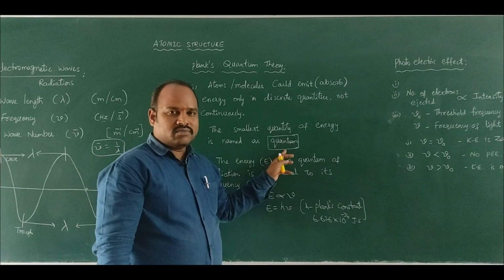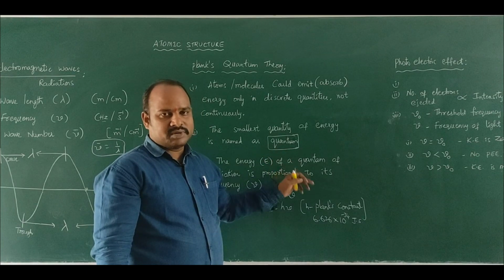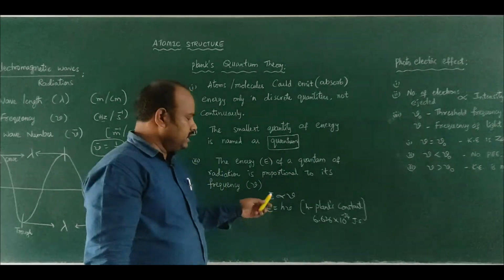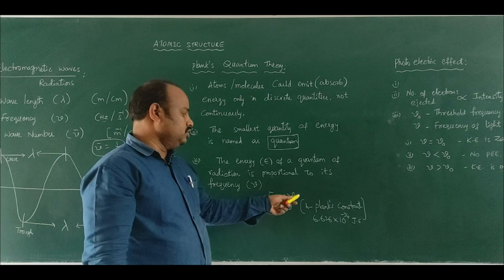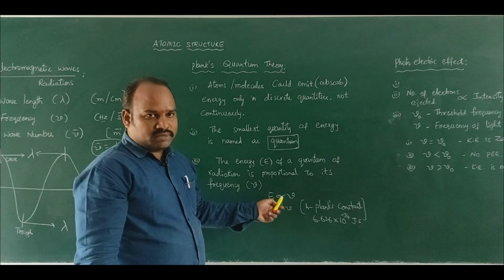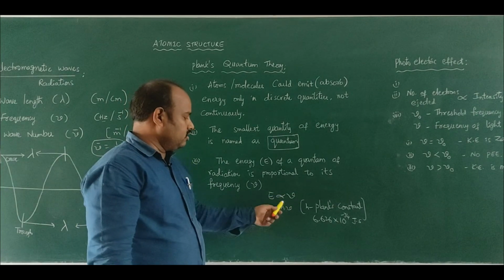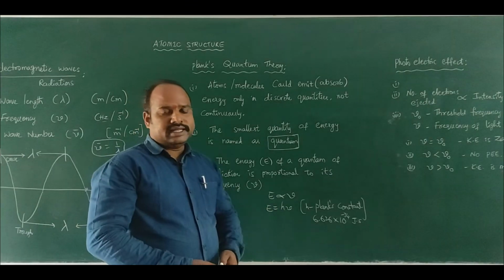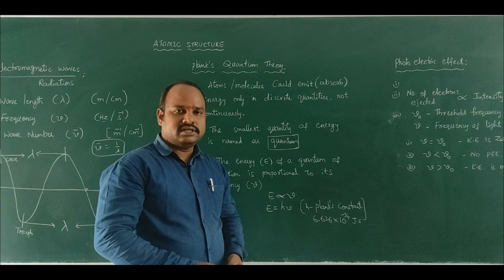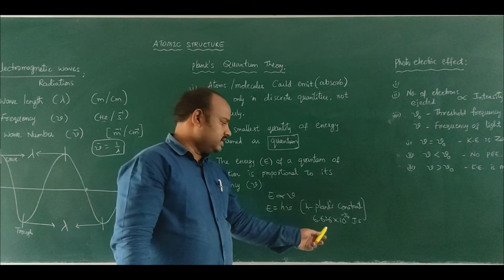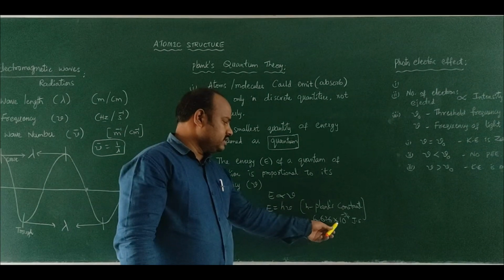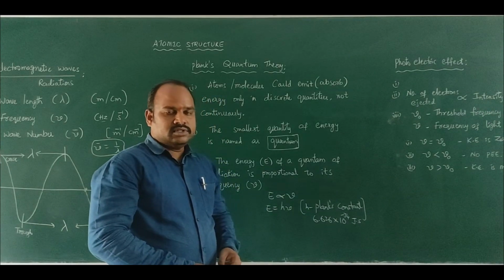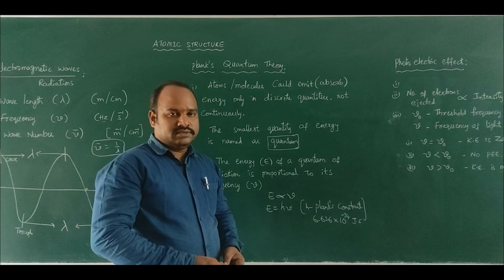So this quantum of energy is always proportional to the frequency of the radiation. That indicates E is proportional to nu. Removing the proportionality, we can write a constant, so the equation is E = h nu. Here h is named as Planck's constant, and the value of Planck's constant is 6.626 × 10^-34 joule second. So this is the Planck quantum theory.